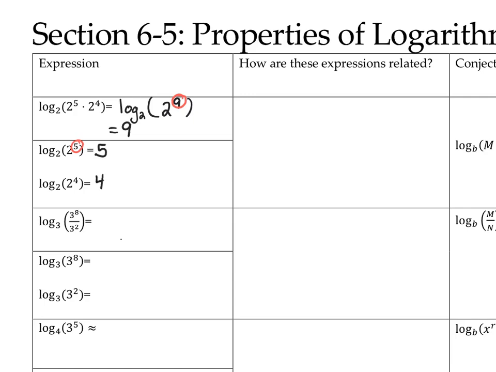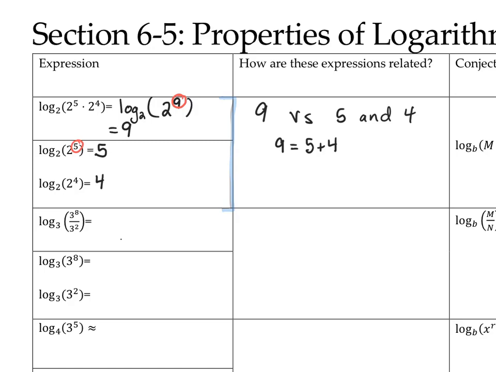So the next part of the worksheet asks us, how are these expressions related? So I have these two expressions and they are somehow related. So I want you to think about the results. 9 was our first answer versus 5 and 4. I think you can easily see that 9 equals 5 plus 4.